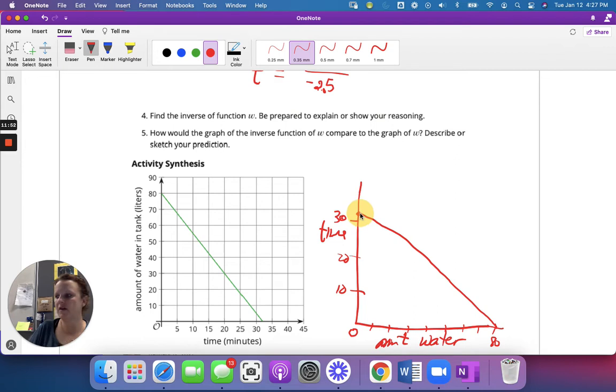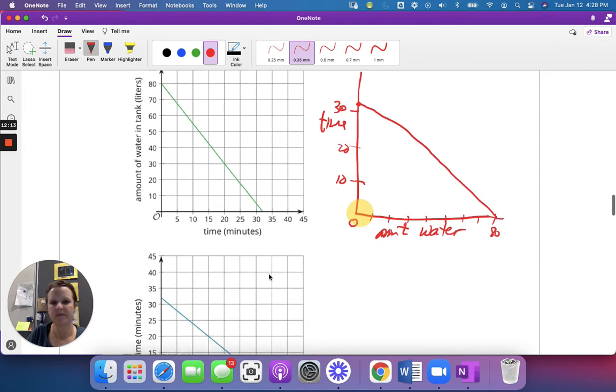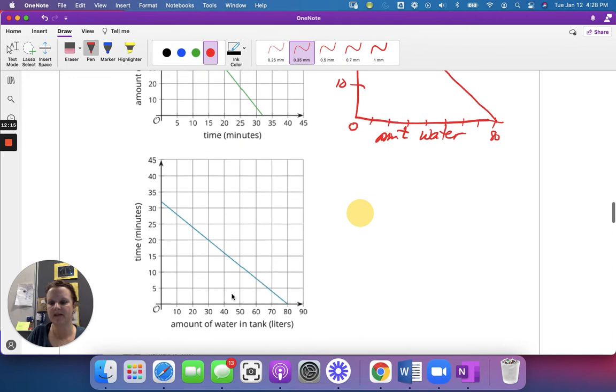So that would be our straight line. Okay, as straight as it gets. And that would be the inverse. So to read that, we know at 0 amount of water, it's 32 minutes. And then as time decreases, the amount of water is going to increase. And then at time equals 0, we have 80 liters of water. And there it is. That graph is way better than mine.